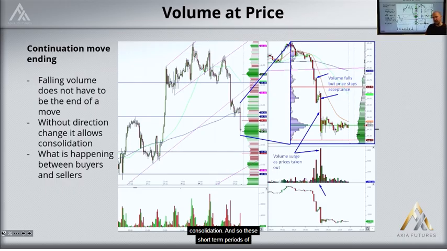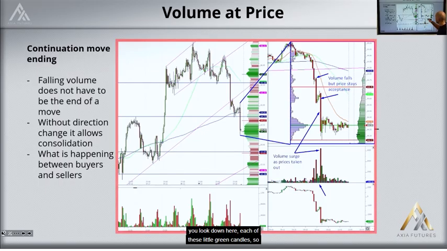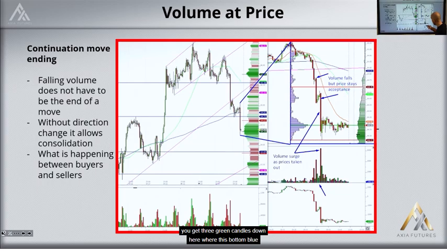And so these short-term periods of consolidation, whilst volume may well fall during them, and if you look down here, each of these little green candles, so you get 3 green candles down here where this bottom blue arrow points, volume's much, much lower. But that lower volume increases volume at price because we're seeing less directional movement. So that lack of directional movement increases volume at price.